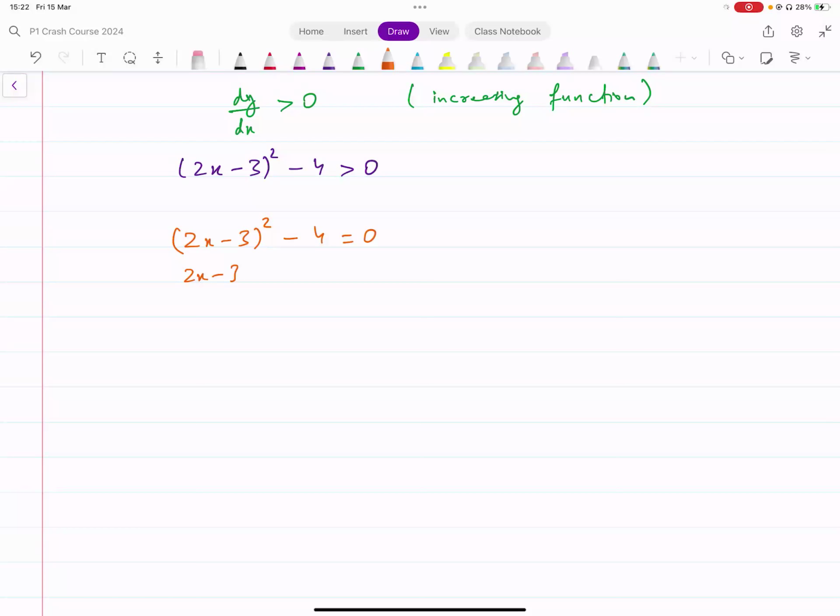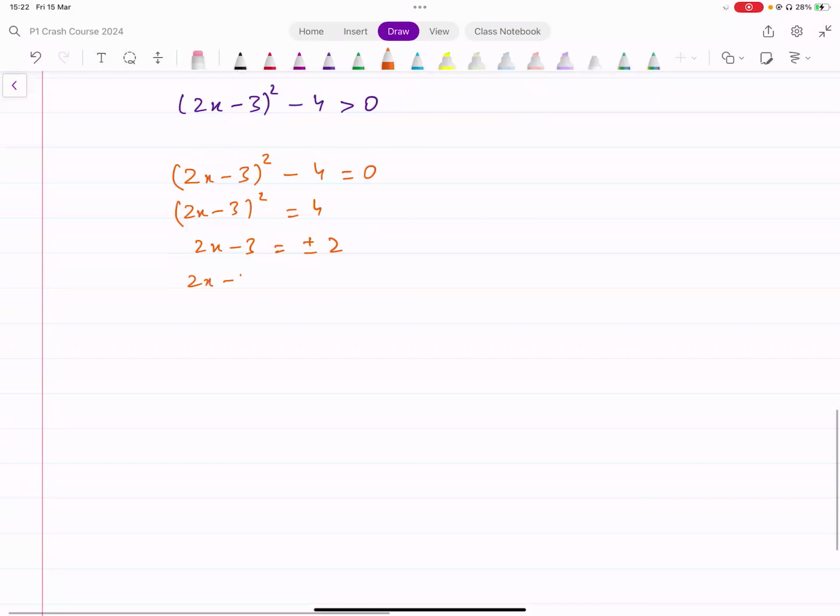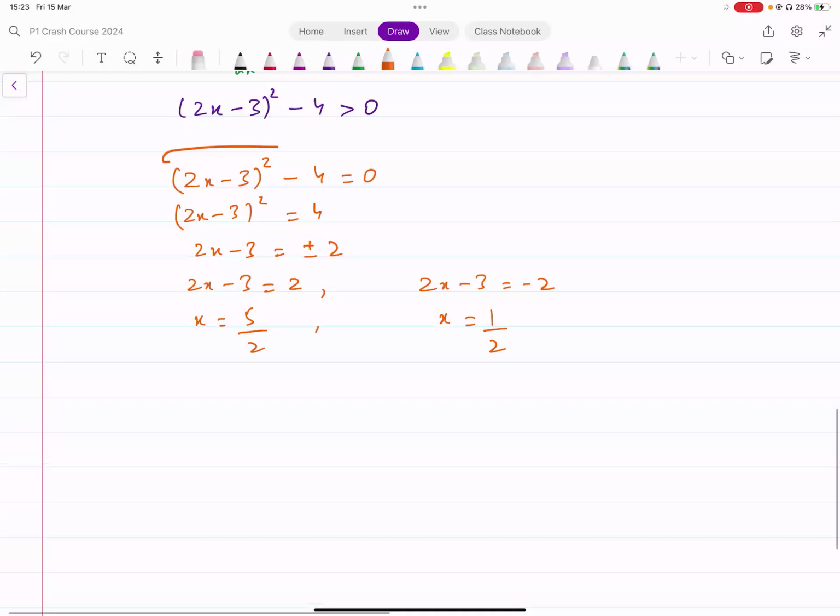We solve this equation. (2x minus 3) whole squared equals 4. We take the square root on both sides. That gives us 2x minus 3 equals plus or minus 2. So 2x minus 3 is either equal to 2, or it's equal to minus 2. The first one gives us x equals 5 over 2, and the second one gives us x equals 1 over 2. These are the two x-intercepts that we're getting for this particular function.